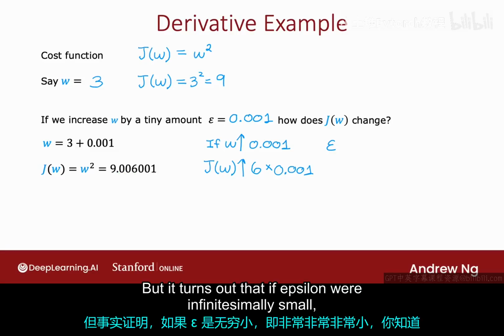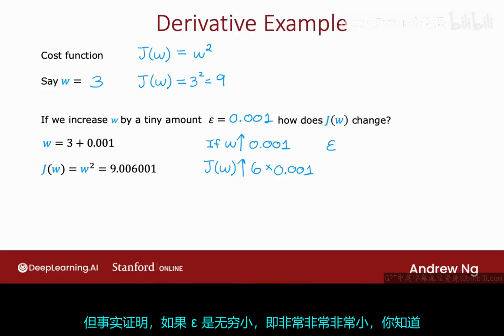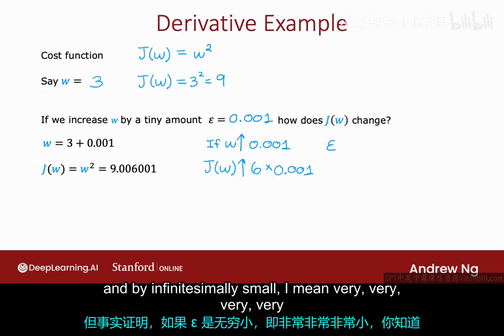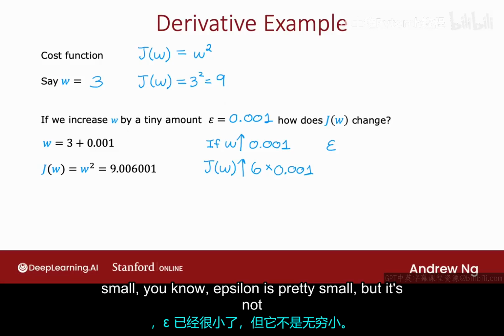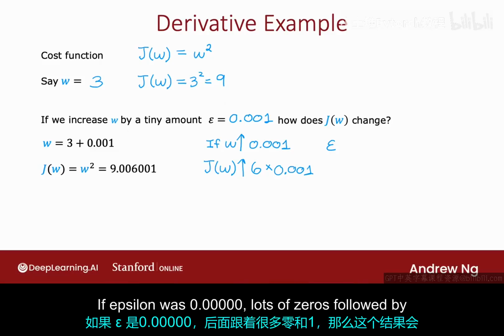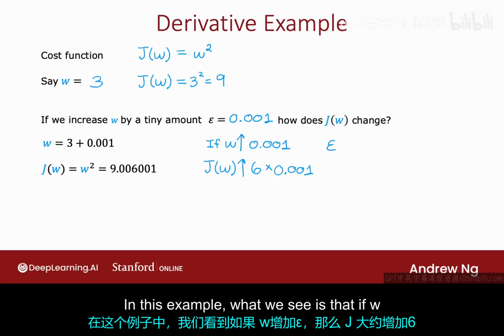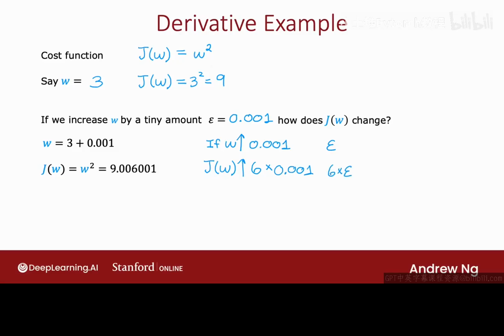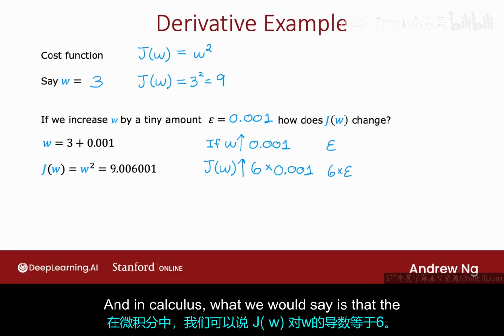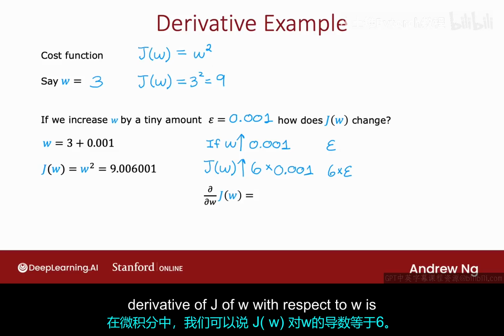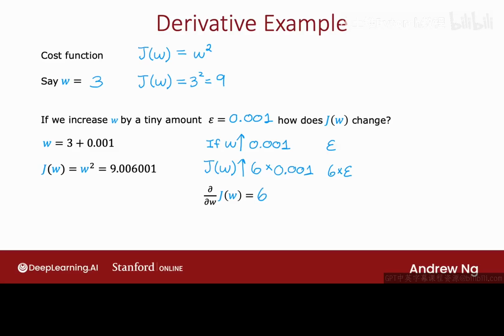But it turns out that if epsilon were infinitesimally small, and by infinitesimally small, I mean very, very, very small, epsilon is pretty small, but it's not infinitesimally small. If epsilon was 0.000, lots of zeros followed by 1, then this becomes more and more accurate. In this example, what we see is that if w goes up by epsilon, then J goes up roughly by 6 times epsilon. And in calculus, what we would say is that the derivative of J(w) with respect to w is equal to 6.